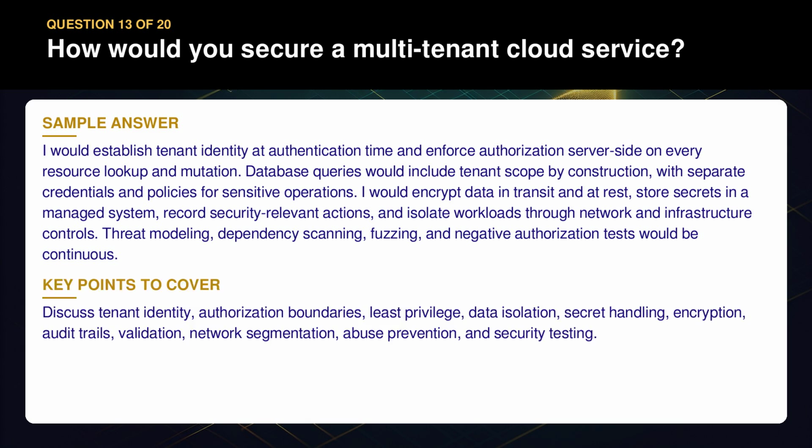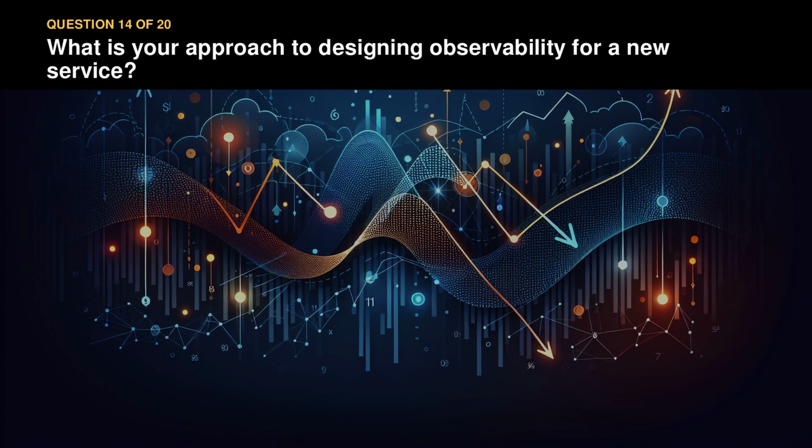Discuss tenant identity, authorization boundaries, least privilege, data isolation, secret handling, encryption, audit trails, validation, network segmentation, abuse prevention, and security testing. Question 14. What is your approach to designing observability for a new service?